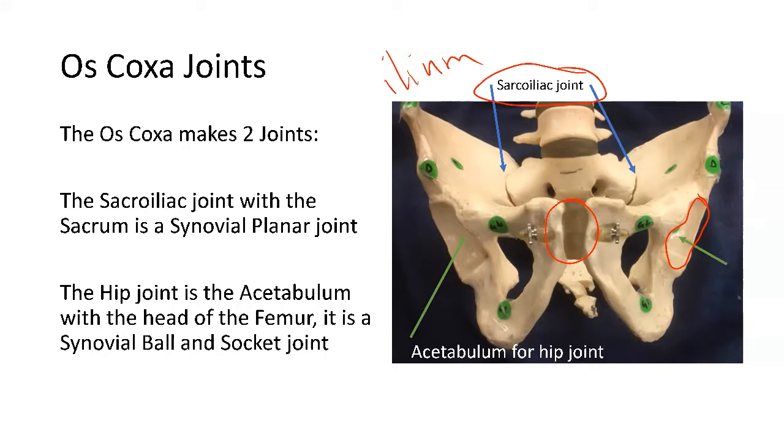The hip, though, is kind of like the shoulder joint. It is appendicular to appendicular. Like the shoulder joint, it is a ball and socket joint.